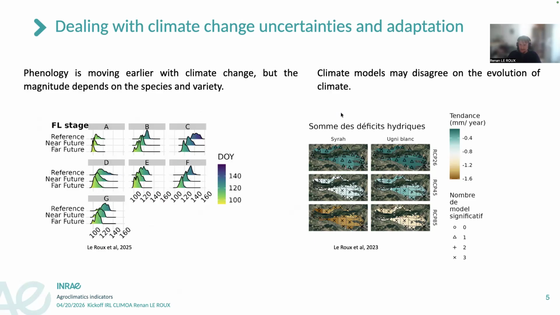the need for agreement in the models, because depending on the climate model you use, you won't have the same evolution of the climate, and for adaptation you need to be confident in the climate projection. We're working a lot on how to represent, estimate, and mitigate the uncertainties for adaptation of crops.